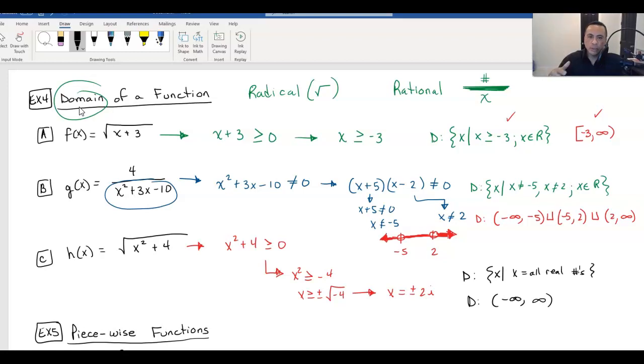You're going to get a square root. It'll be some sort of decimal or whole number. So you're never going to run into the problem of having a negative in there. So therefore, there's no problems with the domain. The domain is all real numbers.